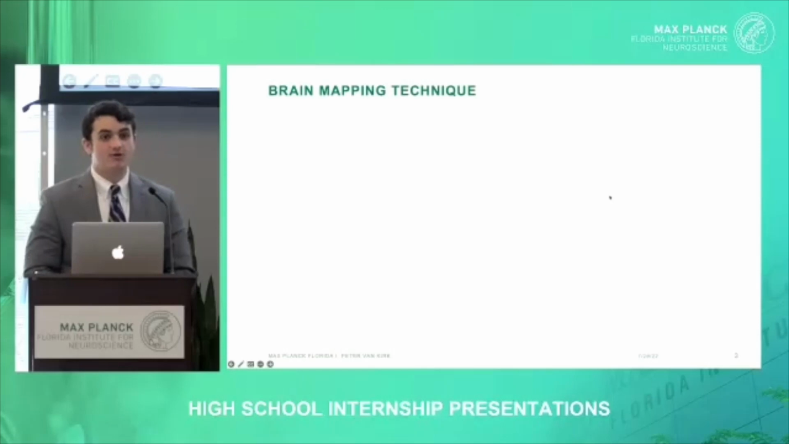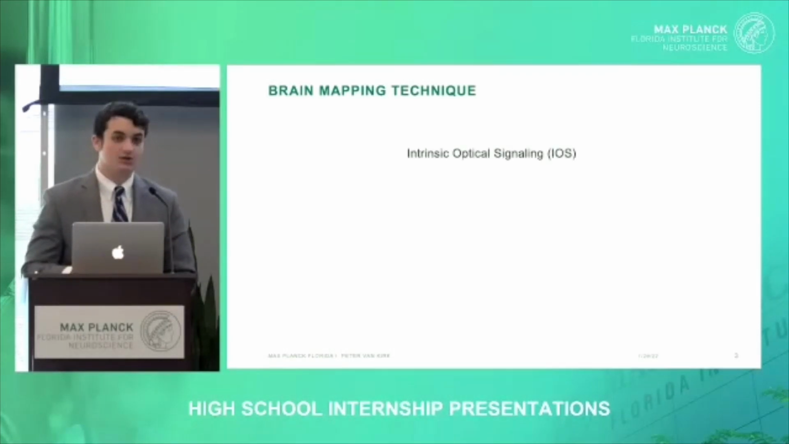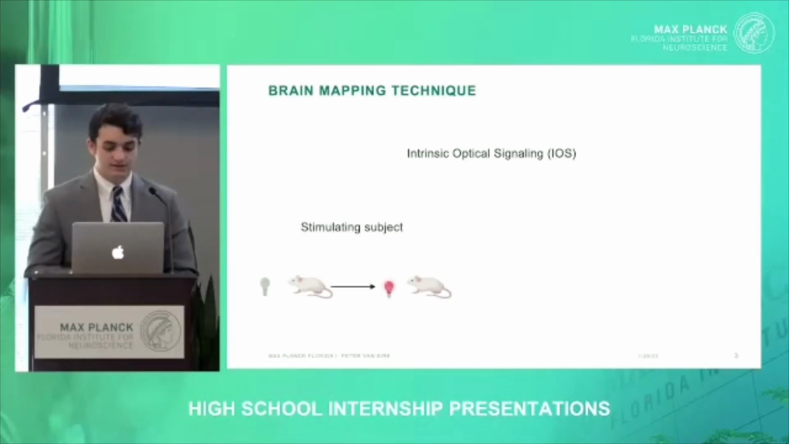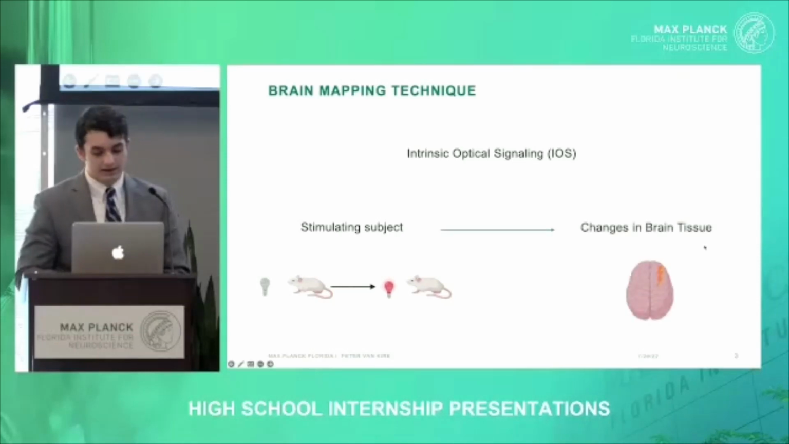Brain mapping is performed using a variety of techniques. In my lab, we use a technique called intrinsic optical signaling, or IOS. This is where you first stimulate a subject, say, shine a light in front of their eyes, and then observe the changes that occur in the brain tissue.